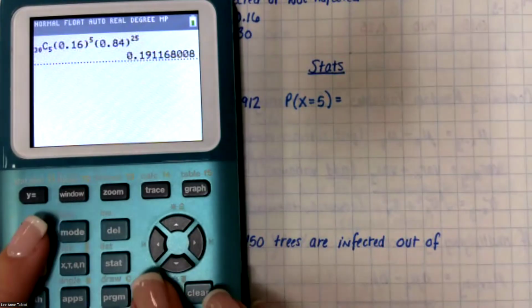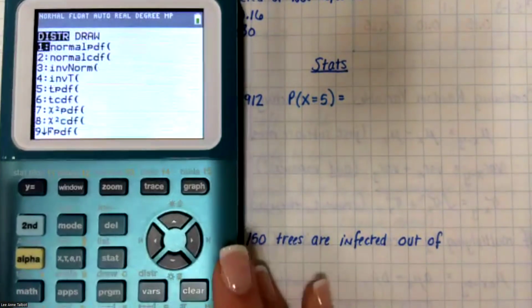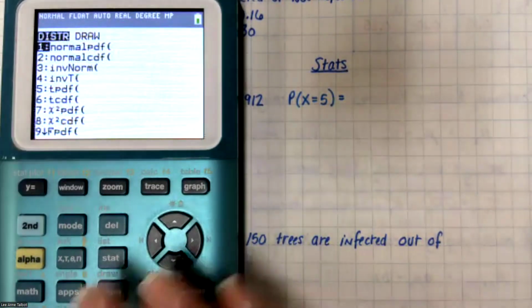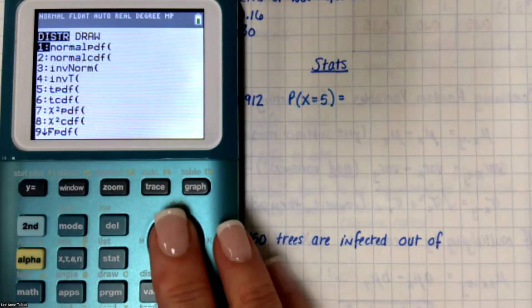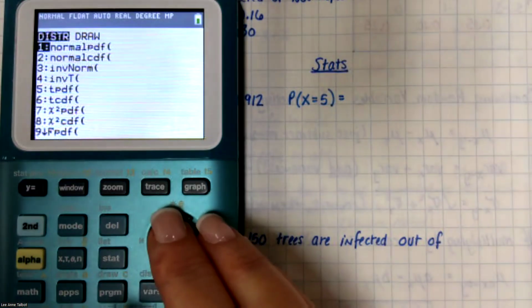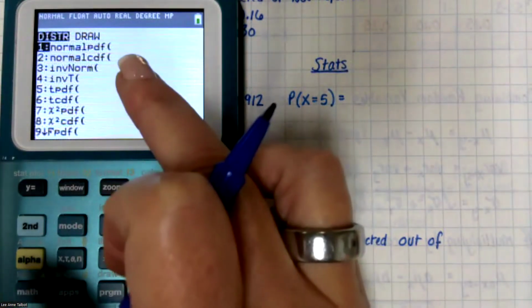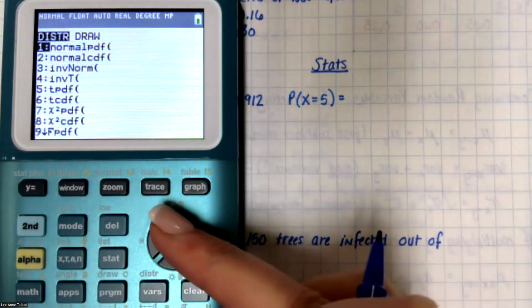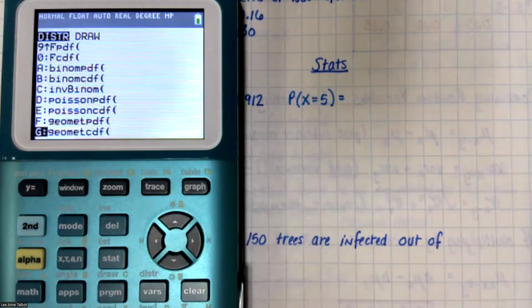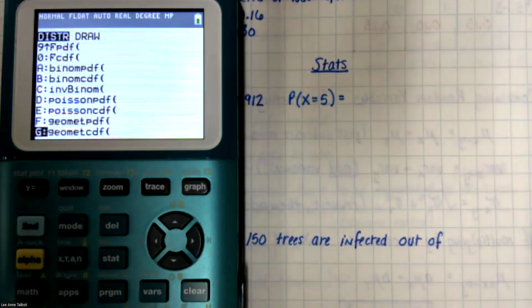Okay, and I want you to go in your calculator where normal CDF is, so second vars. I don't know if you've ever scrolled through this menu. We've only used the ones at the top 3, but I'm a lazy human, so hit the up arrow. And notice all the stuff that's in this menu that we don't normally look at. Look at the other stuff in there.